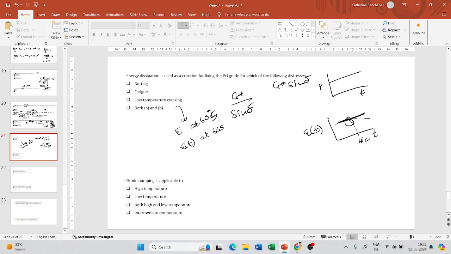But for these two criteria, we have no idea how these values have evolved. So these two values have evolved from the energy dissipation equation, and now we will go and see the theoretical basis for these parameters.